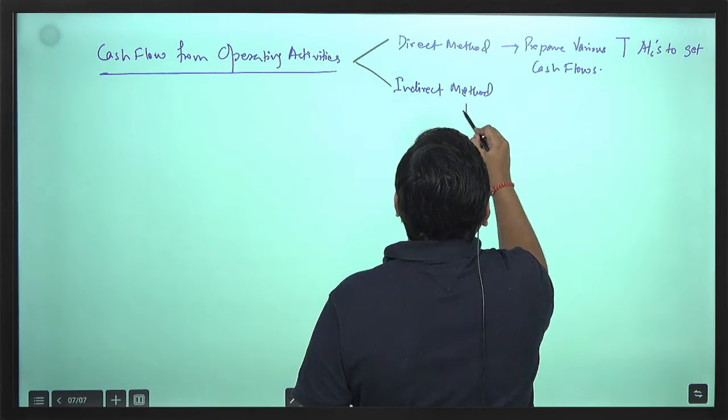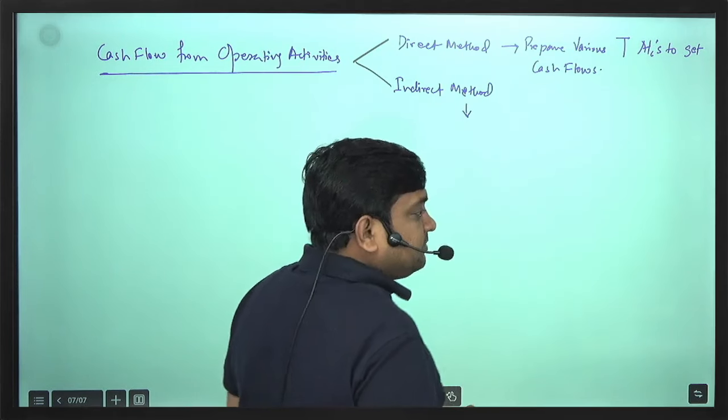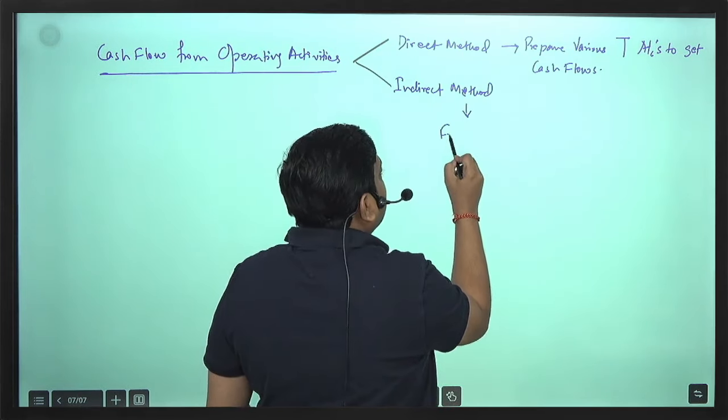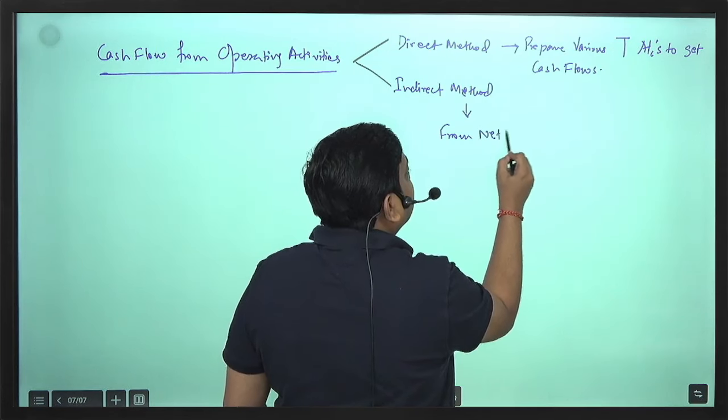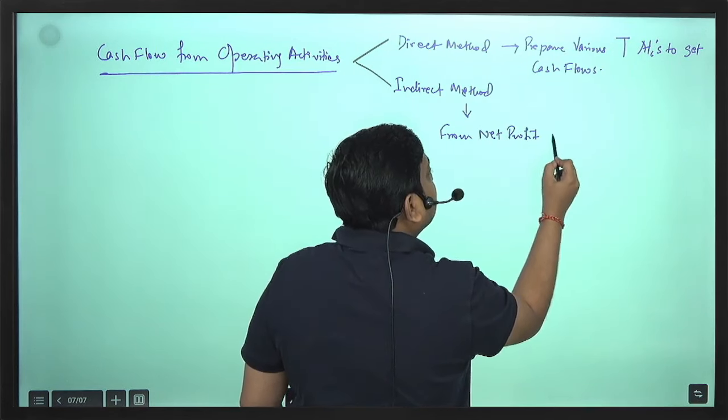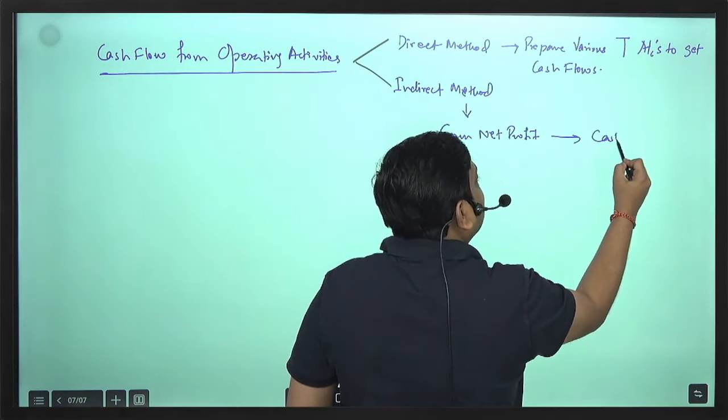Whereas in case of the indirect method, from net profit we will get cash flow from operating activities directly. Here, in the direct method, we have to prepare a lot of T accounts.